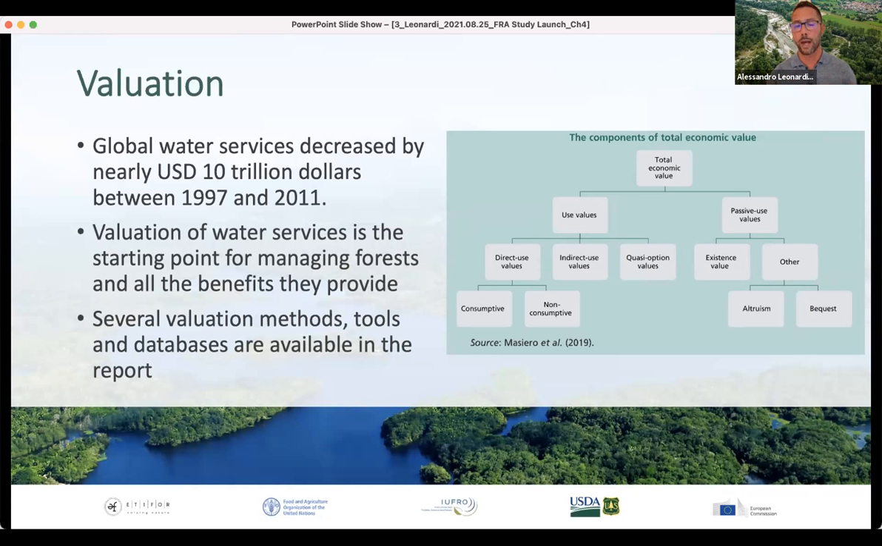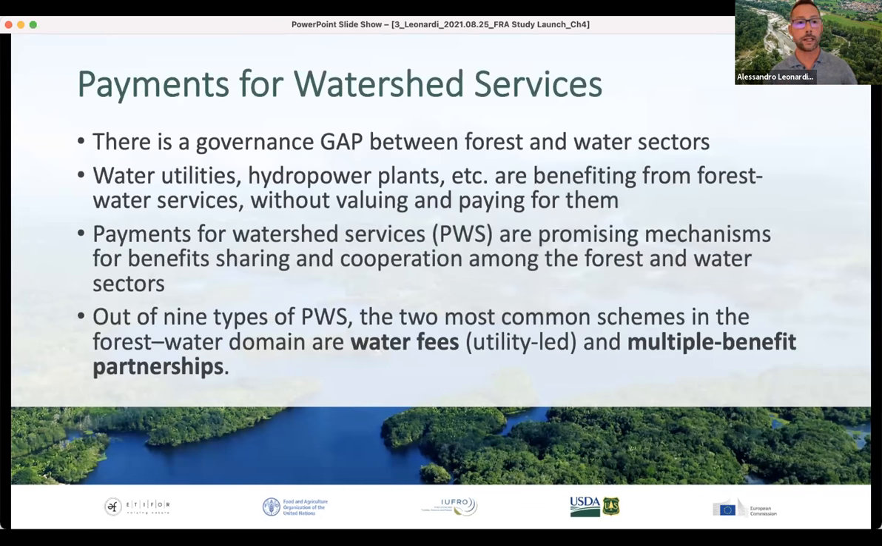Usually these concepts are quite complex, very scientific sometimes. So this chapter allows a policymaker and practitioner to make this point clear, basically. The second one is more providing a set of tools.